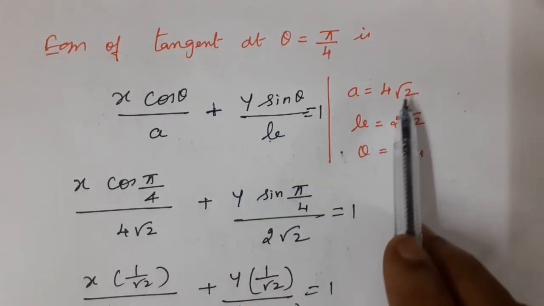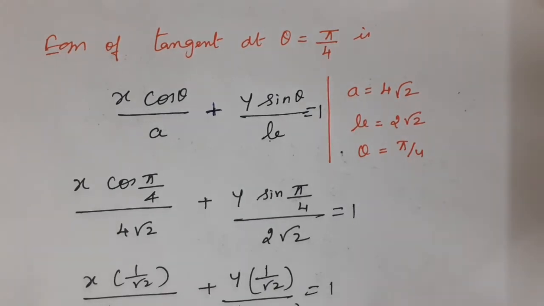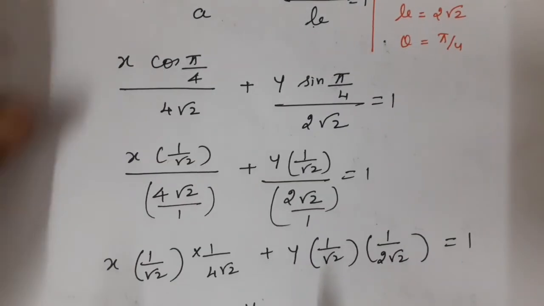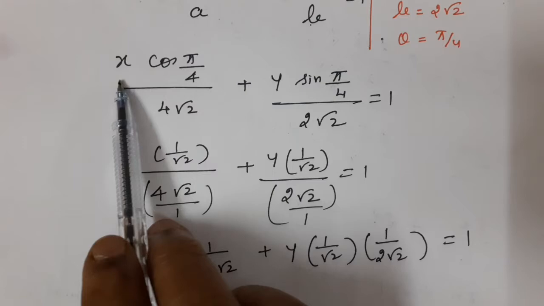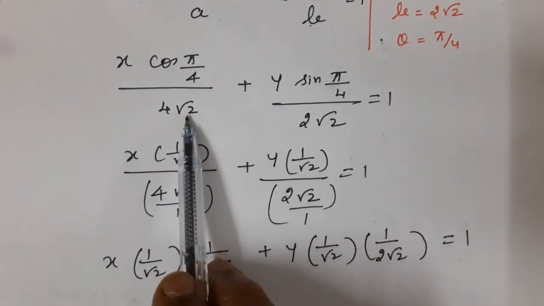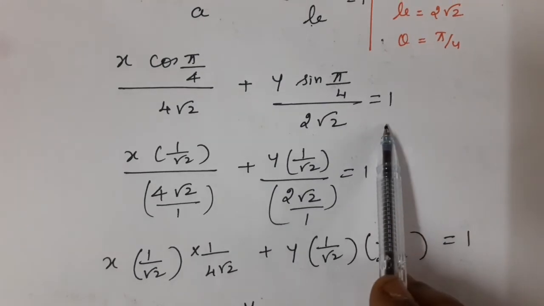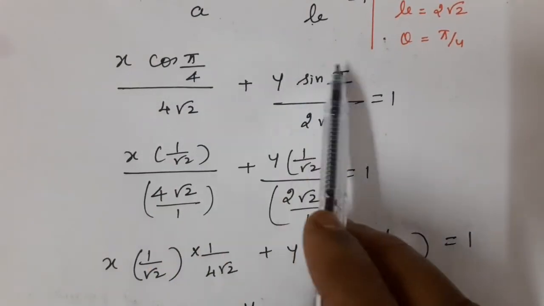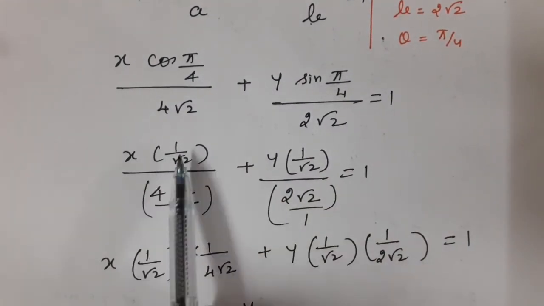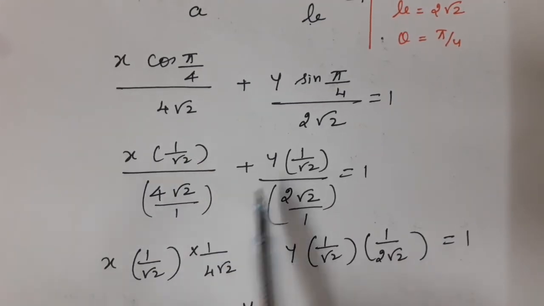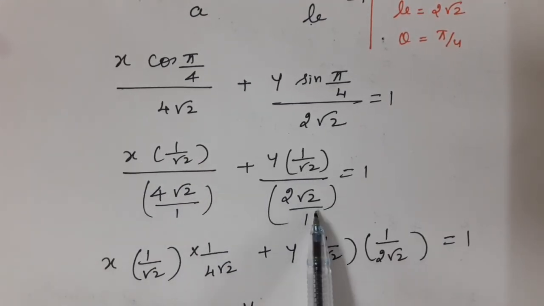Substitute the values: a equal to 4 root 2, b equal to 2 root 2, theta equal to 5 by 4. See the calculation part here. x into cos 5 by 4 by a 4 root 2 plus y into sin 5 by 4 by 2 root 2 equal to 1. Cos 45 and sin 45 is what? 1 by root 2. x into 1 by root 2 by 4 root 2, y into 1 by root 2 by 2 root 2 equal to 1.